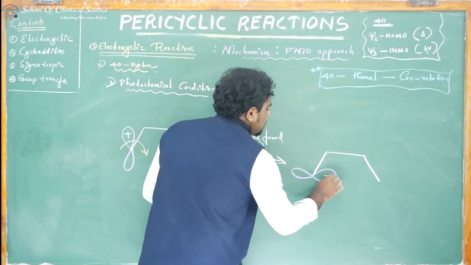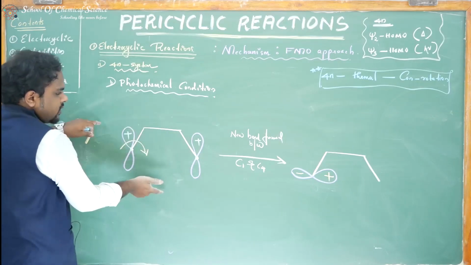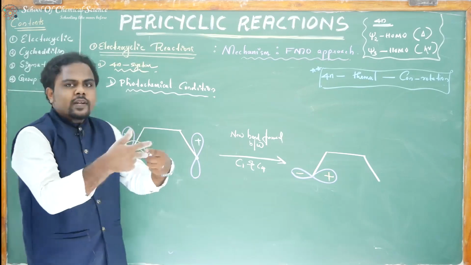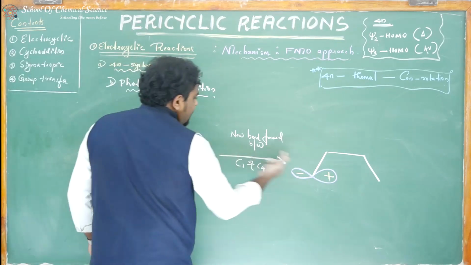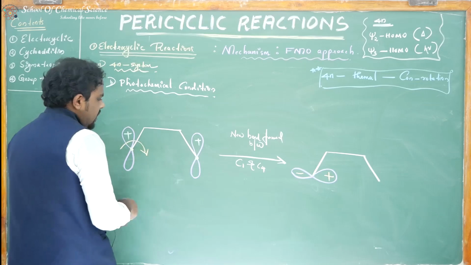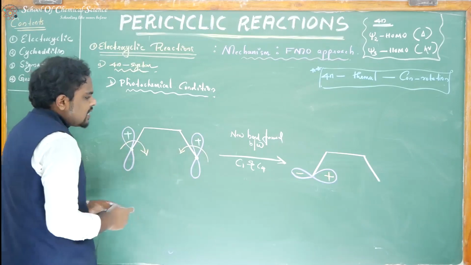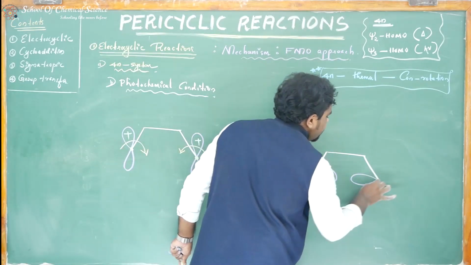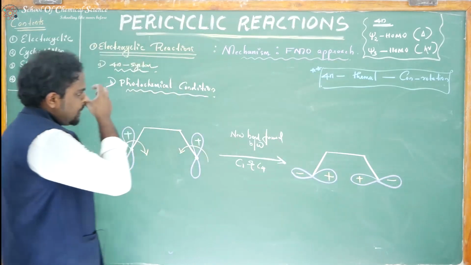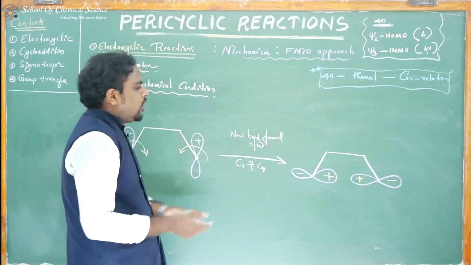So this is plus and this is minus. After clockwise rotation, here plus, here minus. For overlapping, the positive lobe will overlap with the positive lobe. So here what type of rotation? Anti-clockwise rotation is required. So this is plus and this is minus. Same phase overlap takes place. New bond is formed.